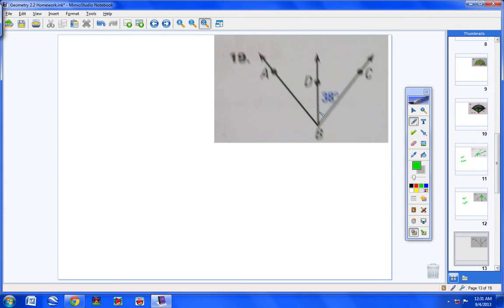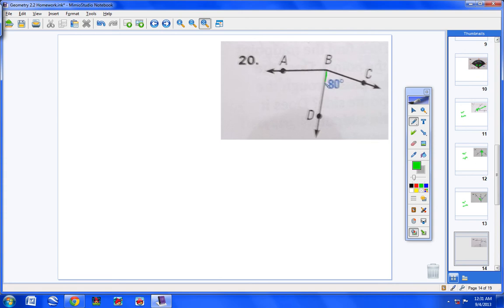38 is the angle that runs from here to here. BD does cut the big angle right in half, and so if that's the case, and this angle here is 38, that means this angle right here is 38 degrees. And so if they're both 38, I want to find the whole angle going across. 38 plus 38 would be 76 degrees. Is that acute, obtuse, right, or straight? Well, that's going to be an acute angle. All right, moving on to number 20.